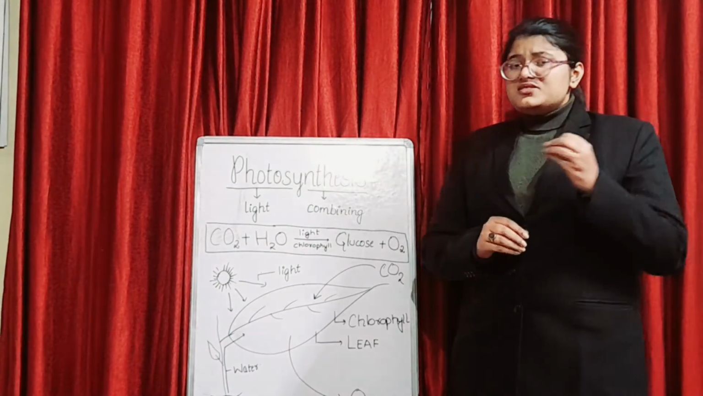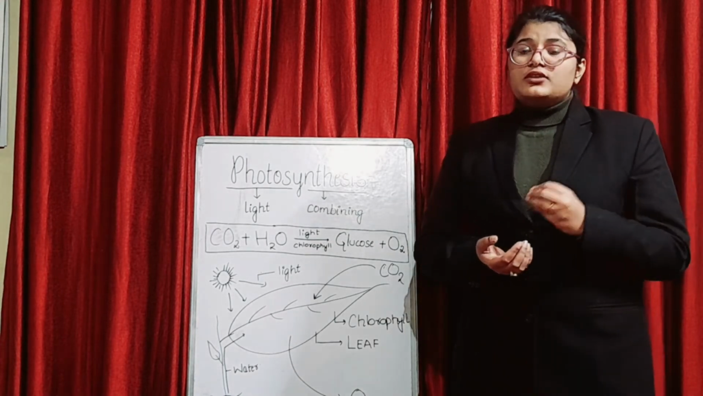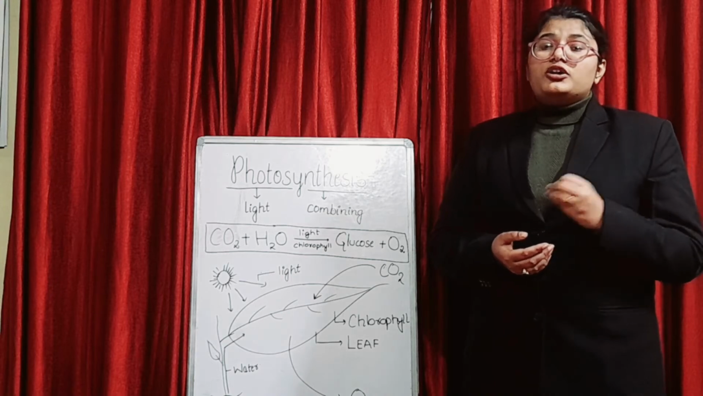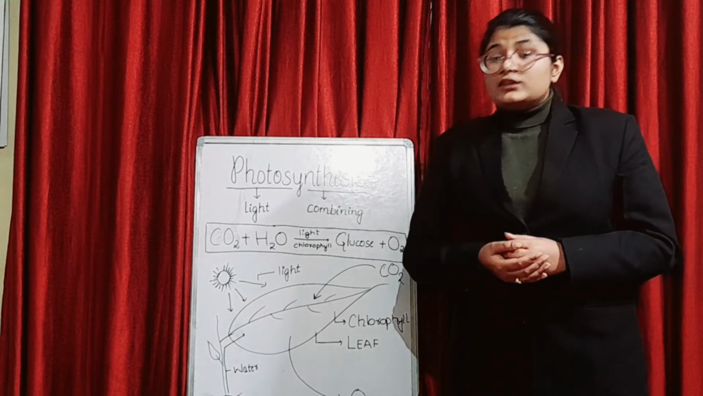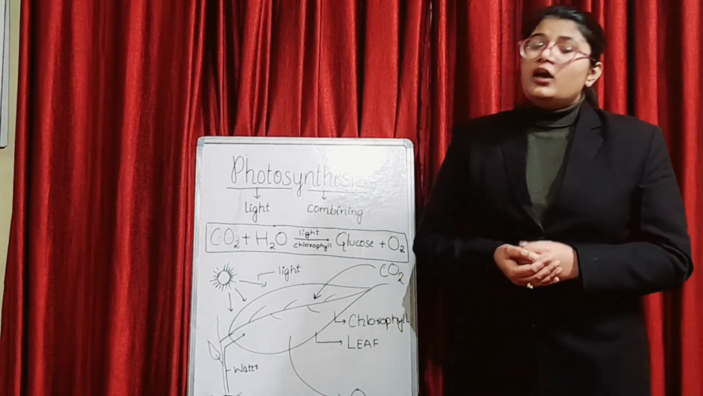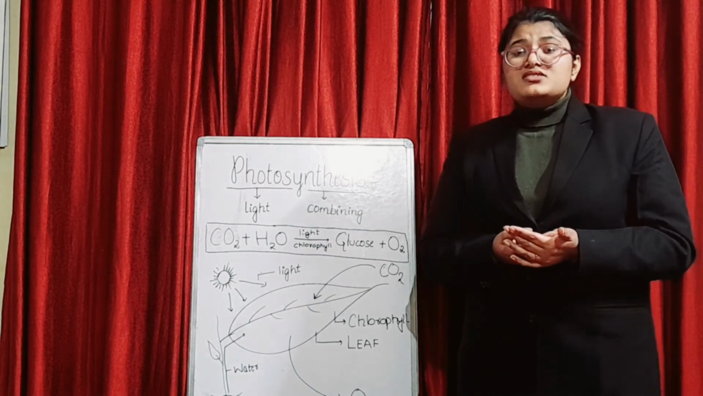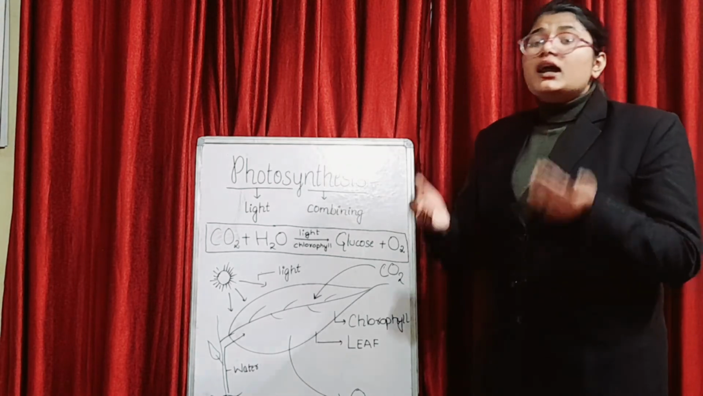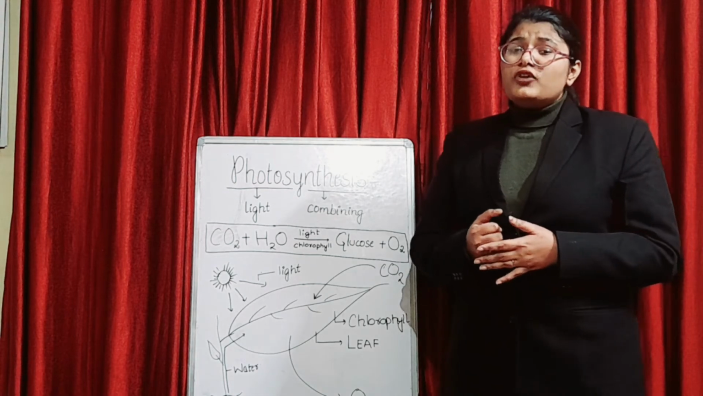Now, the basic question is, what is the importance of photosynthesis? What is its significance? So, photosynthesis is a very important process, not only for plants, but also for animals, including humans as well. Now we know that photosynthesis is important for plants because it is used for making the food of the plant, and they get their energy with the help of the glucose. But why is it important for the animals?